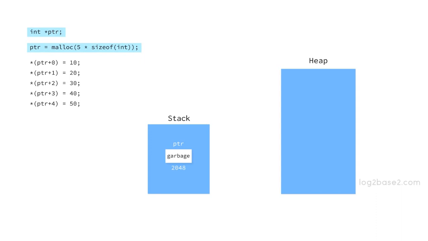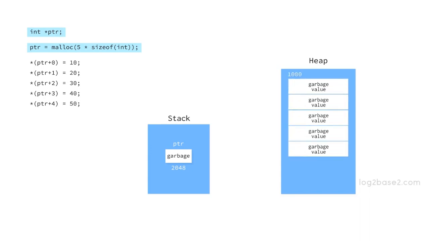Translating, sizeof int is equal to 4, so 5 into 4 we get 20 bytes, which is what we need. So 20 bytes of memory is allocated in the heap, assume at address 1000, and by default this allocated memory will be filled with garbage values. Its base address 1000 is returned, which will be stored in ptr. That is why we need a pointer here. Using ptr, we can access the allocated memory.